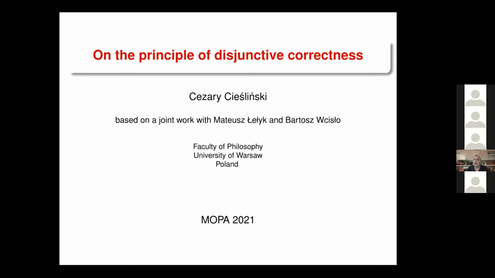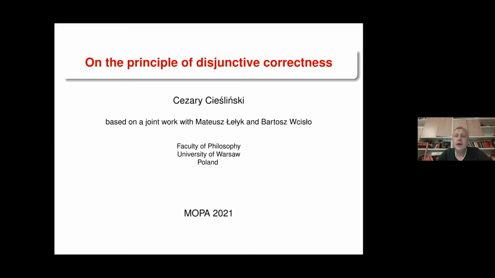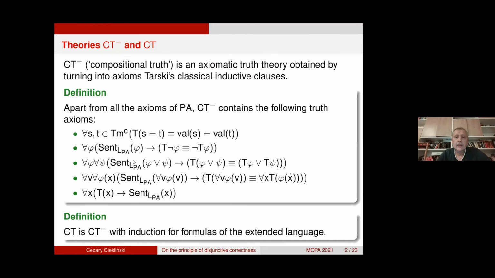So the topic will be disjunctive correctness, or more generally, I will speak about truth theories. Before I go to disjunctive correctness, I want to introduce some background. So the first thing, theories CT minus and CT. CT is for compositional truth. It's a classical axiomatic truth theory. So we have the usual condition for the truth of atomic expressions, and then the axiom stating the truth commutes with connectives and quantifiers. I added also the axiom stating that only arithmetical sentences are true, as this permits to simplify the formulation of some results.